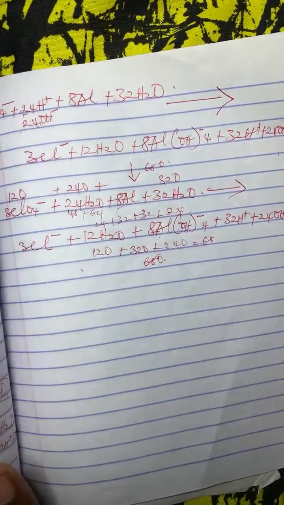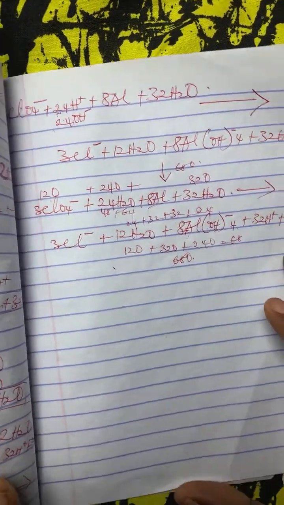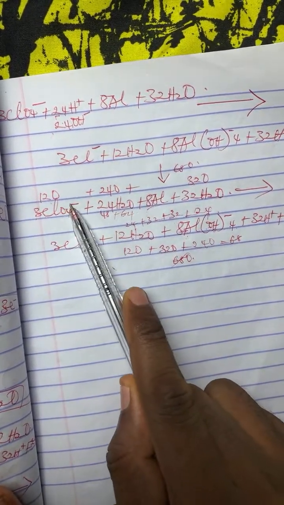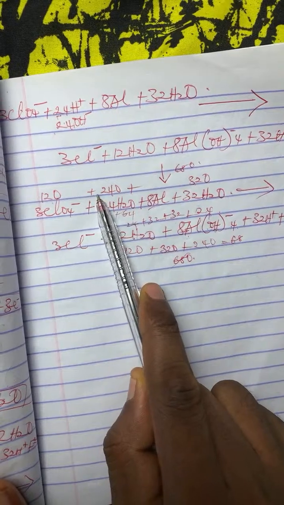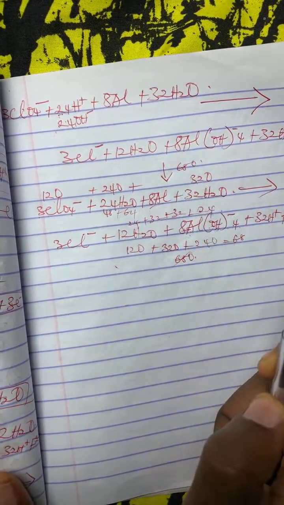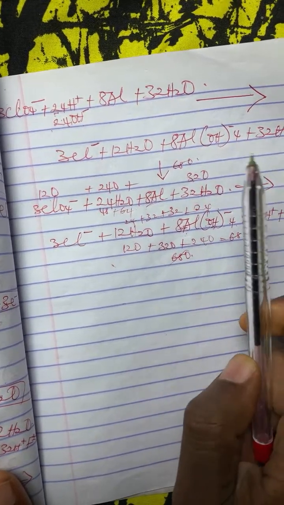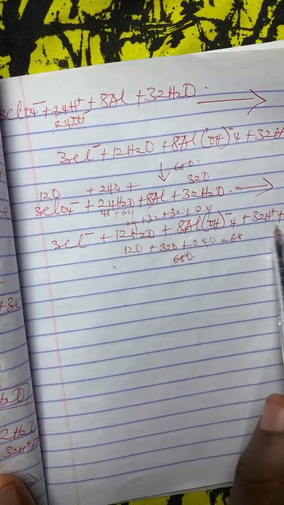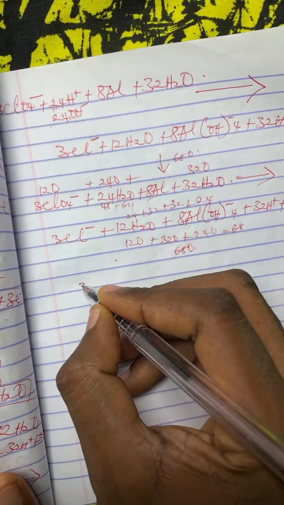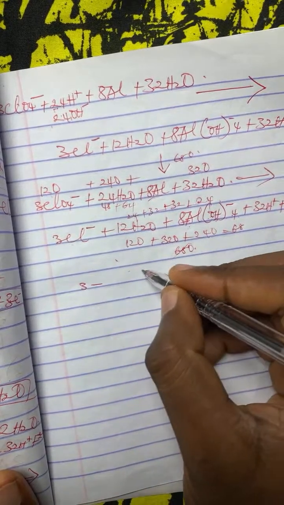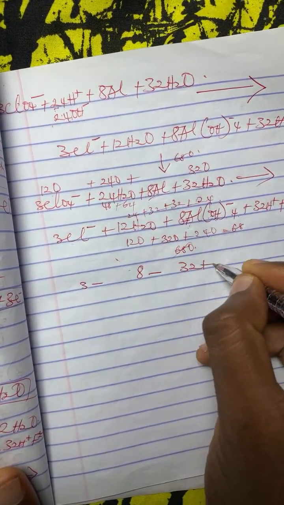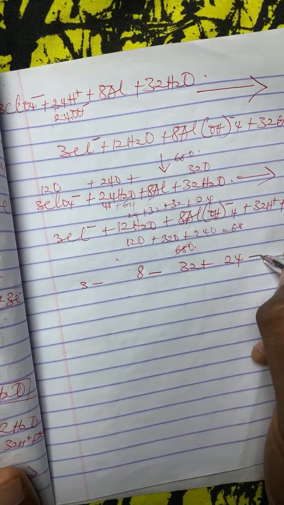Let's check the charges, which is the main issue that made us rebalance. If you come here, 3 times minus is 3 minus. So the total charge at the left-hand side is 3 minus. Please help me confirm. Okay. If I come to the right-hand side, let me start with 3 minus. I have 8 minus, I have 32 plus, I have 24 minus.